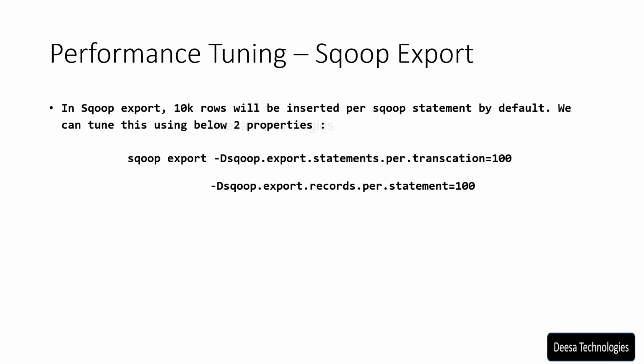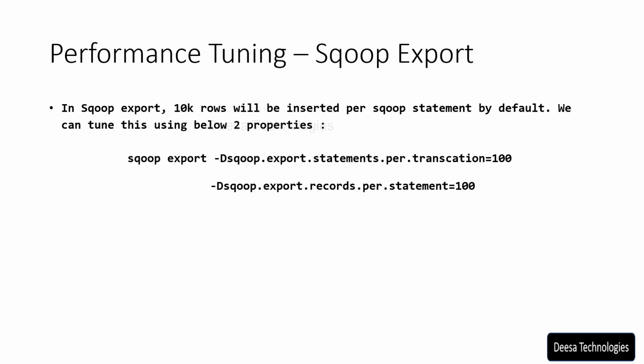Now Sqoop tuning for export. When you do an export, the data from HDFS will be inserted into your MySQL database or any traditional database. By default, Sqoop can export 10,000 rows at a time, in one single way. You can make changes to this by using the below two properties. One is sqoop export statements per transaction. The other is sqoop export records per statement.